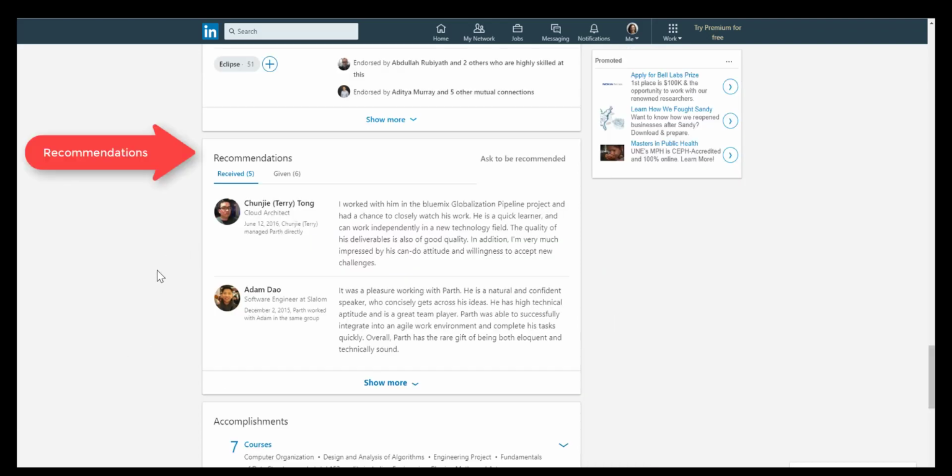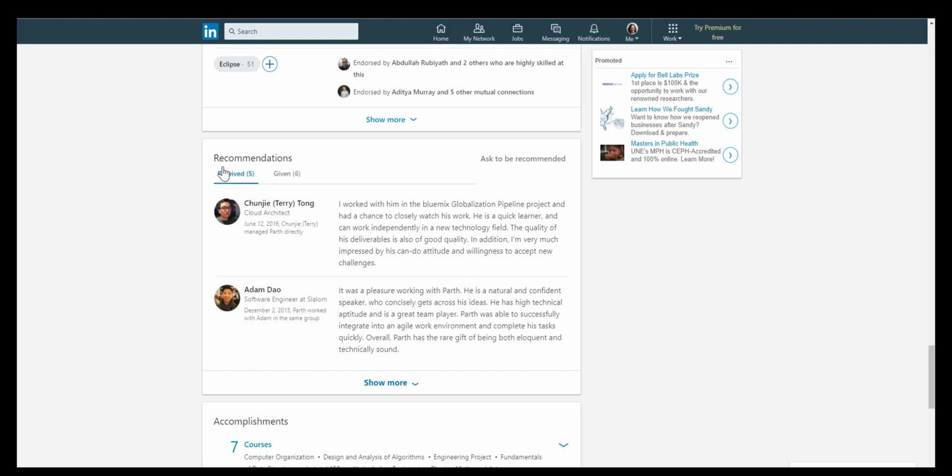Now I'm moving on to the recommendations section. I am kind of jumping from what I originally intended, but I do want to end on the experience section just because that is kind of the meat and potatoes of the profile and the most similar to what your typical resume would look like. So recommendations are pretty much references right on your LinkedIn profile. So I'm on Parth's profile at the moment, and so he's received 5 recommendations. So it's just a quick paragraph about his work and his skills.